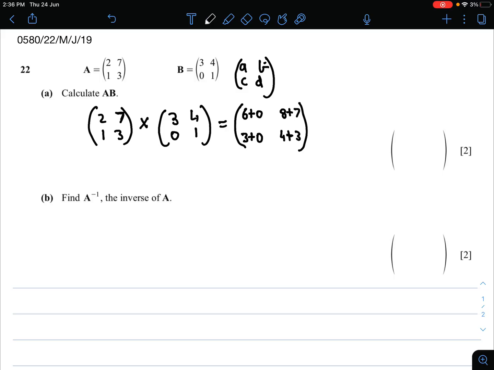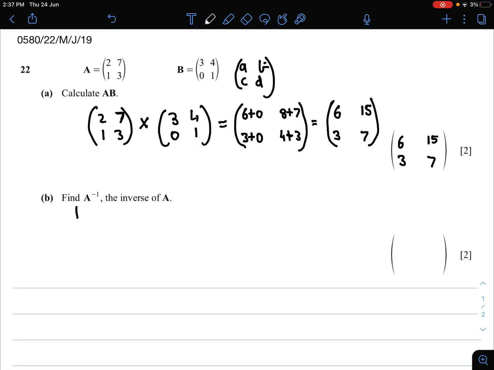So therefore, your final answer for AB would be 6, 15, because 8 plus 7 is 15, 3 plus 0 is 3, and 4 plus 3 is equal to 7. So 6, 15, 3 and 7. Now we have to find the inverse of A.